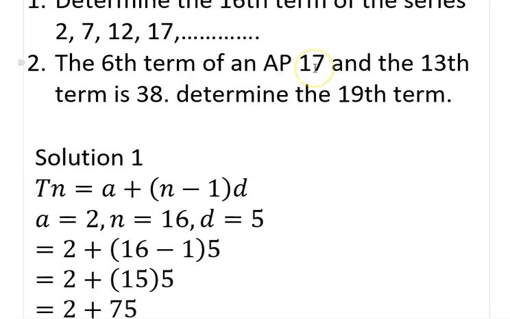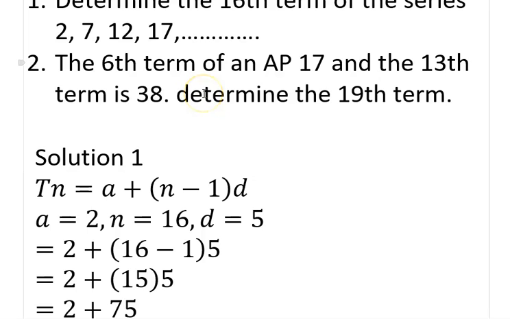So if our first term is 2 and our common difference is 3, you keep adding 3. 2 plus 3 will give you 5. 5 plus 3 will give you 8. 8 plus 3 will give you 11. 11 plus 3 will give you 14. 14 plus 3 will give you 17. That means our sixth term is 17. If you continue adding, the 13th term will be what? 38. So we've been able to iron that out.